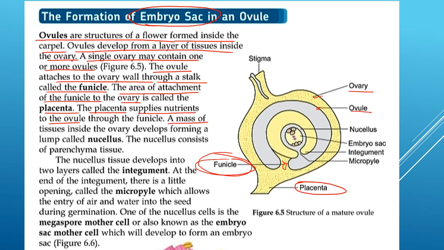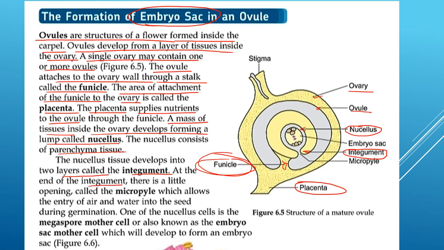A mass of tissues inside the ovary develop forming a lump called nucellus. This is nucellus. The nucellus consists of parenchyma tissues. The nucellus tissue develop into two layers called integument. This one is integument.